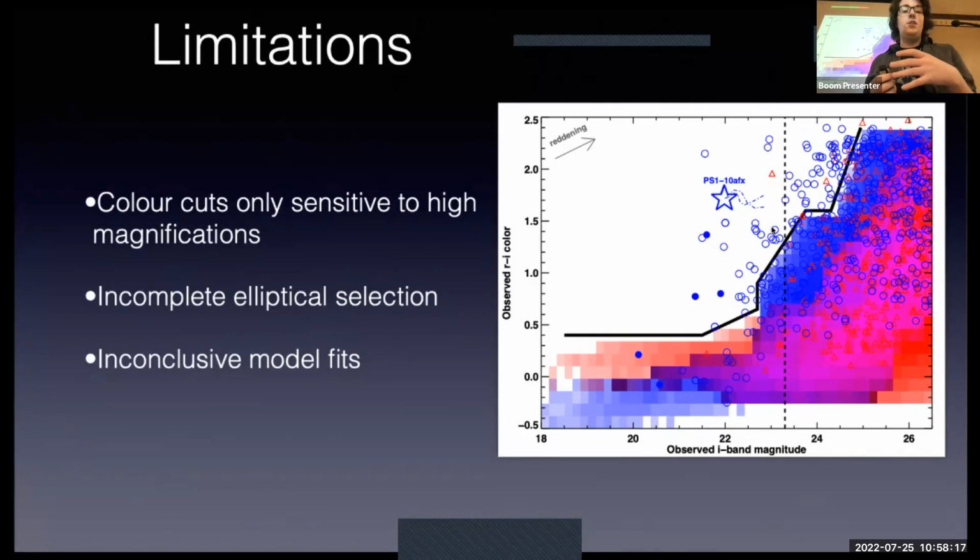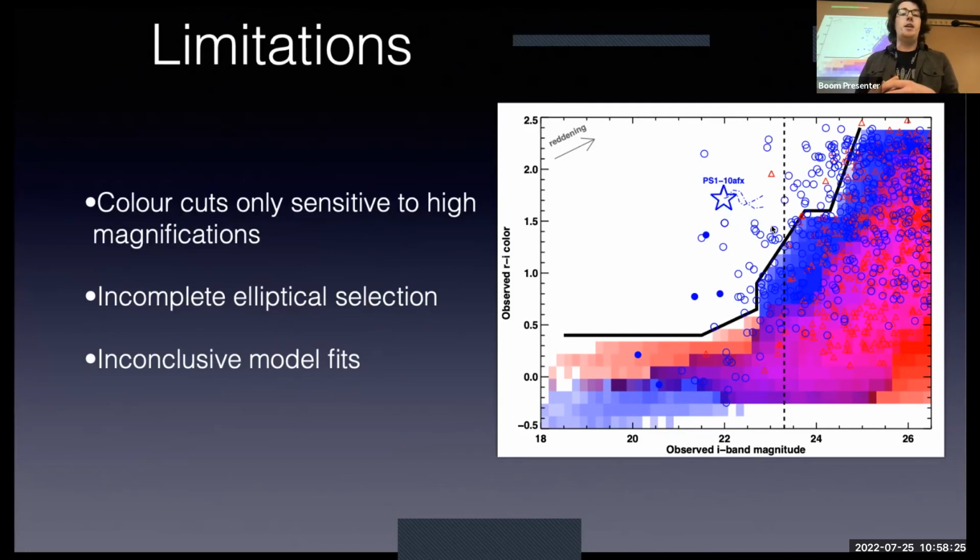Another limitation is that we have incomplete elliptical selection. So when I mentioned before that there should be one lens supernova in the public data per year, that was assuming that we could identify all the ellipticals. So far, we know that our selection is only about 75% complete. So there's a balance between how many contaminants you want to let in, such as spiral galaxies, and how many you're prepared to throw away. But we're also testing other methods of identifying the ellipticals as well.